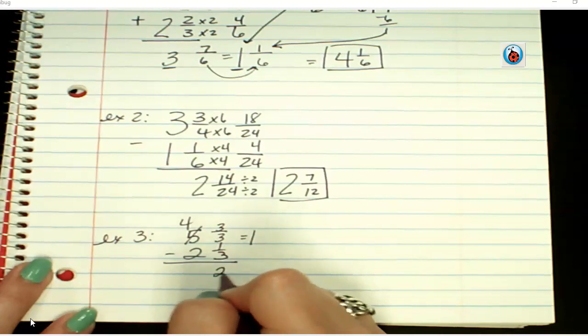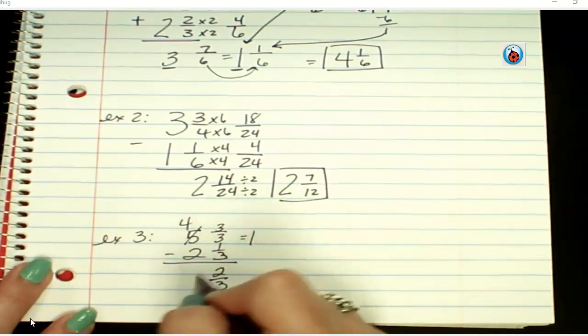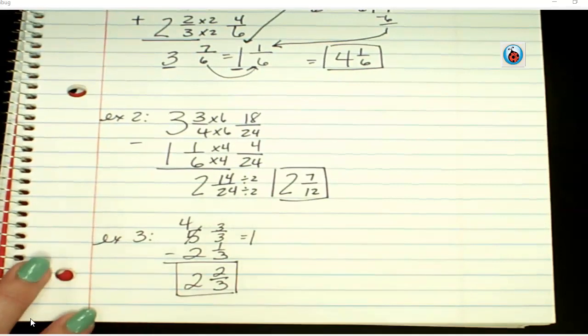3 minus 1 is 2/3. 4 minus 2 is 2. Your answer is 2 2/3.